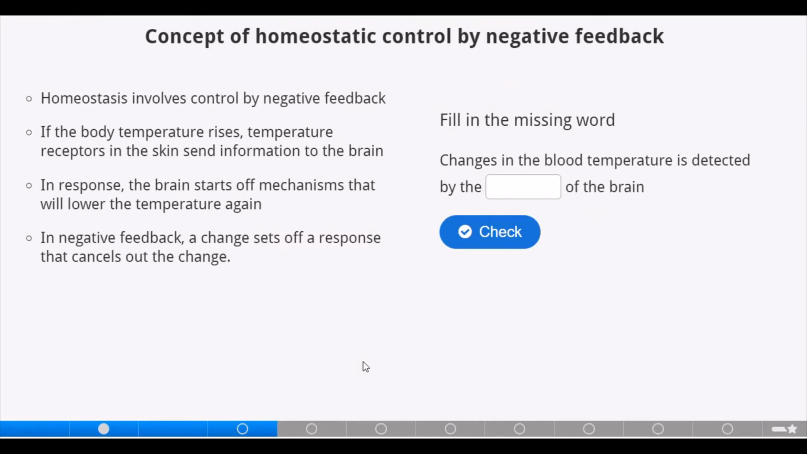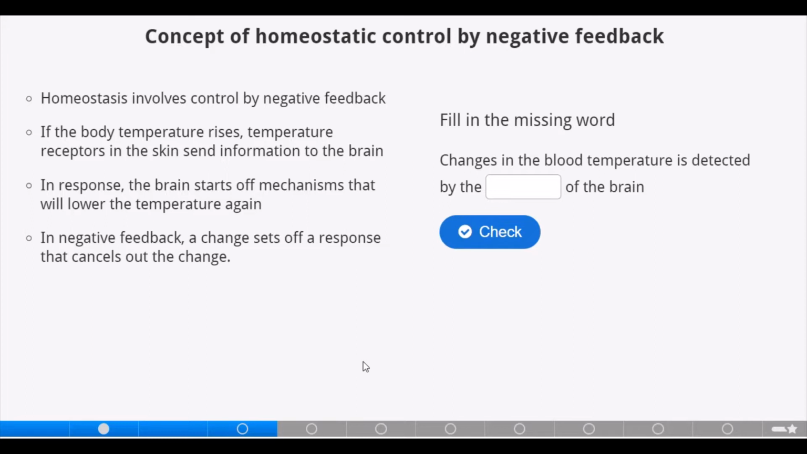Concept of homeostatic control by negative feedback. Homeostasis involves control by negative feedback. If the body temperature rises, temperature receptors in the skin send information to the brain. In response, the brain starts off mechanisms that will lower the temperature again. In negative feedback, a change sets off a response that cancels out the change. So that's the concept of negative feedback.